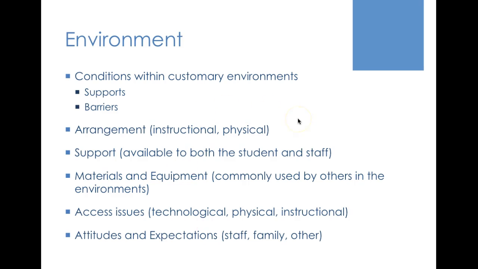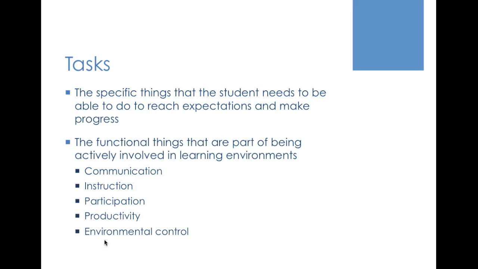The environment is the conditions that support or are barriers to that student's success. It could be in the arrangement, it could be in the support, it could be in the materials and equipment, or access issues, or even attitude and expectations of the staff, family, and other support people. Finally, the tasks are the specific things that the student needs to be able to do to reach expectations and make progress. So the functional things that are part of being actively involved in a learning environment are communication, instruction, participation, productivity, and environmental control.